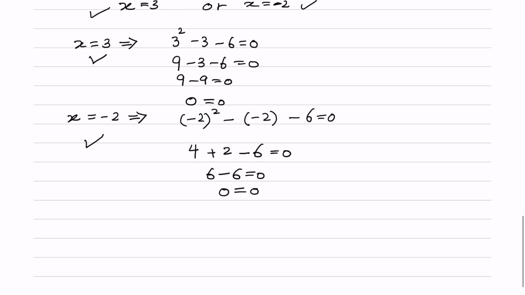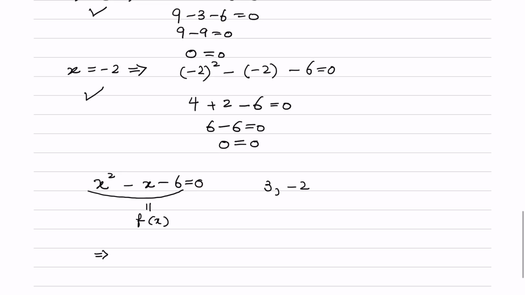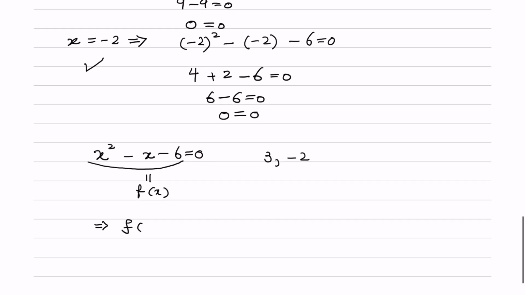So now please see this. We know the equation x square minus x minus 6 equal to 0 has two roots which are 3 and minus 2. Let's call this f of x. So we have f of x equal to 0. Where what is f of x? f of x is x square minus x minus 6.